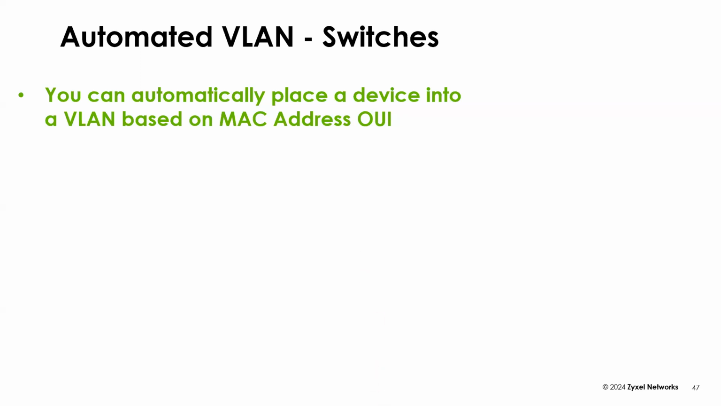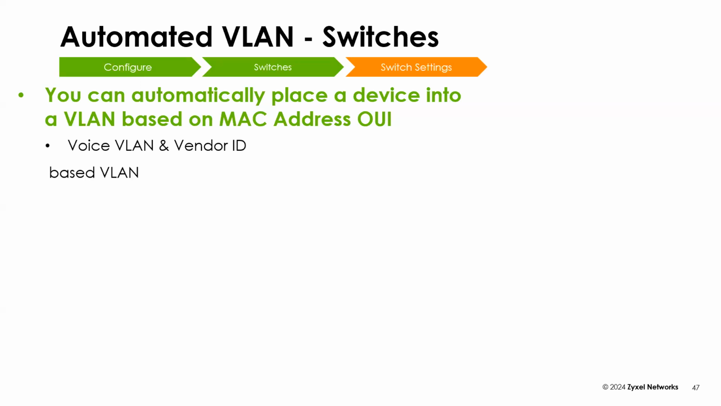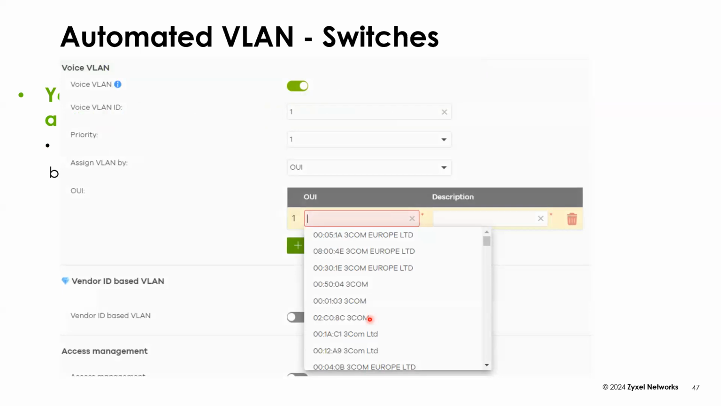You simply choose that, and it will automatically say, that is a Digium IP phone, let's put that on the voice VLAN. Targeting on voice VLAN is the most common way of doing this. So you turn it on, you specify the VLAN ID that is being used for your voice VLAN, you set the priority for that VLAN, and then you assign the VLAN by OUI. It's actually a drop down. We have a drop down of most different manufacturers, and you go through and add the ones you want to automatically assign to that voice VLAN.